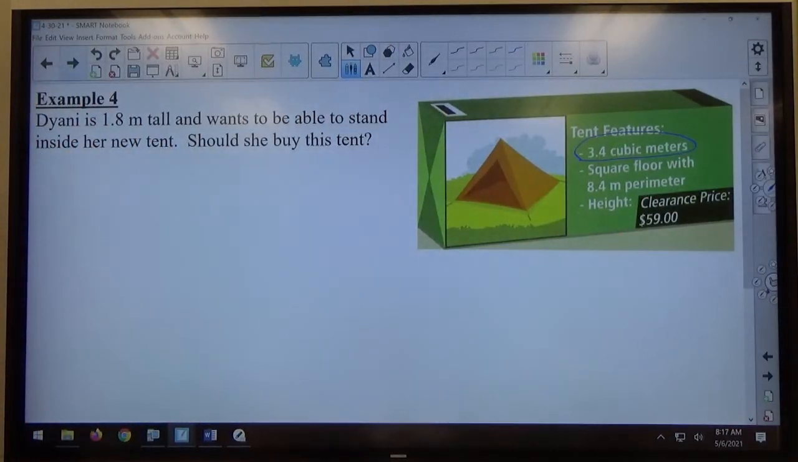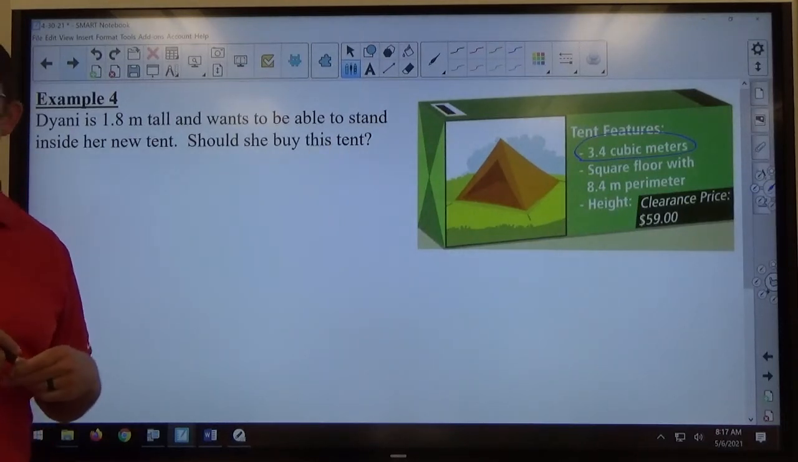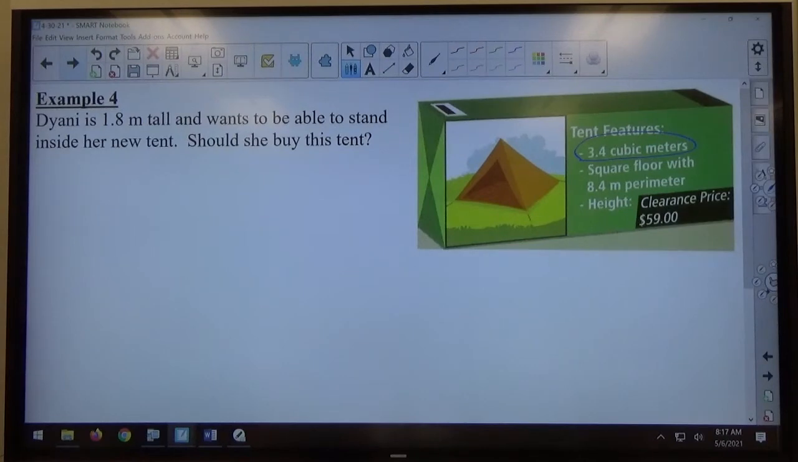Now, she's 1.8 meters tall, wants to be able to stand up inside her tent and doesn't know because it's covered up, right? So this is her problem. She's like, well, this is a really good price on a tent. Am I going to be hunched over while I'm inside of it, or can I stand straight up? So, all right.